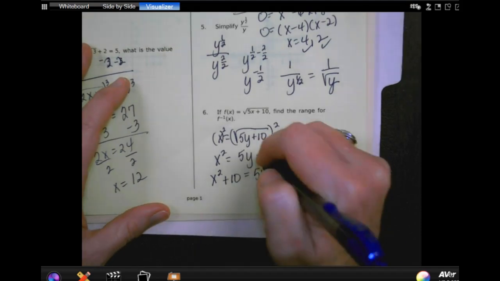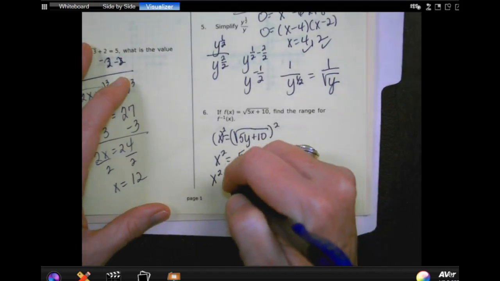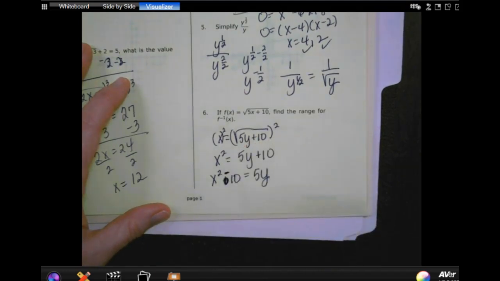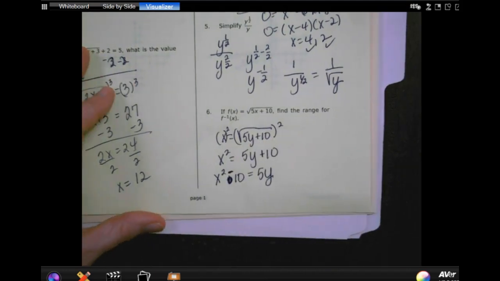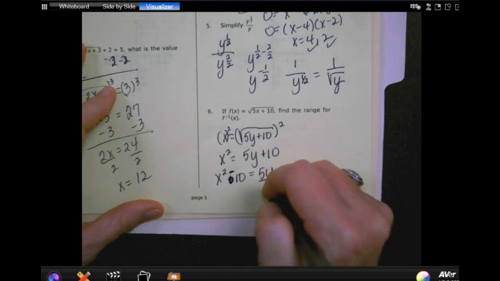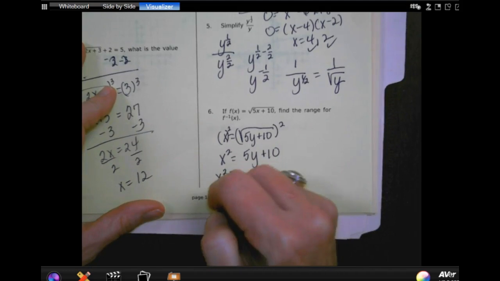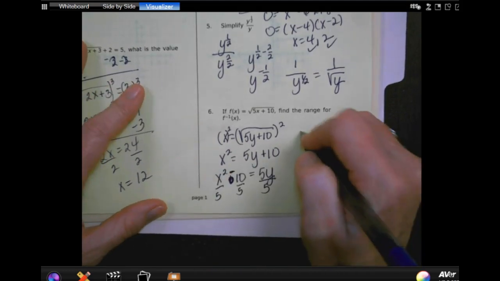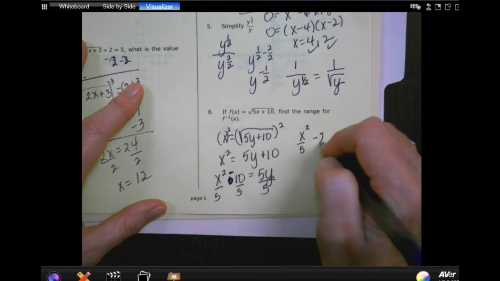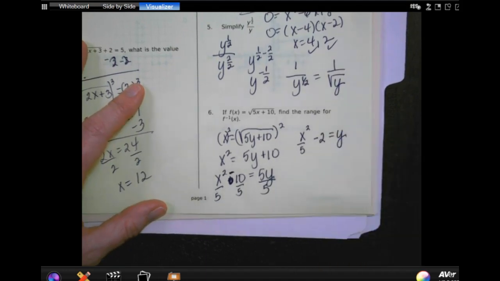All right, it's a positive, and now it's a minus. You guys are so picky. All right, so then once I do that, how do I get rid of the 5? Divide. So here's what I get. I have x squared over 5 minus 2 equals y.